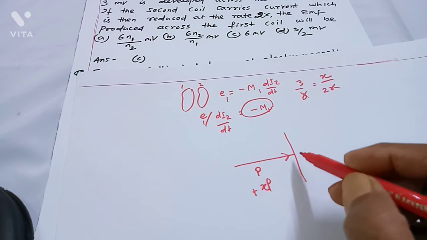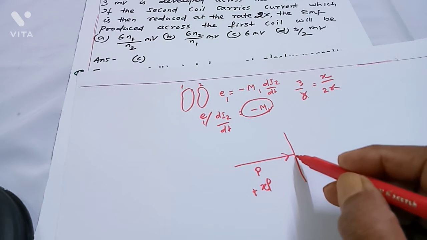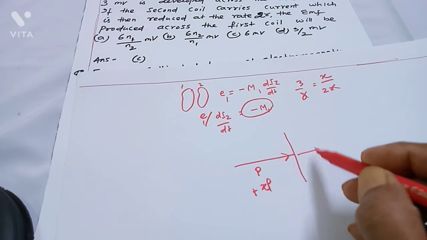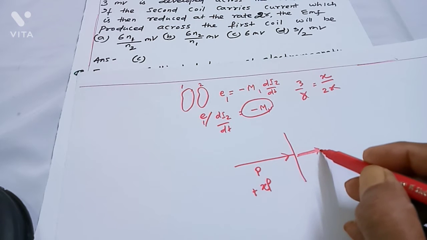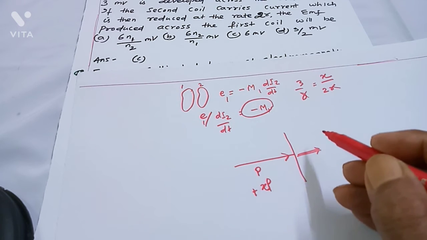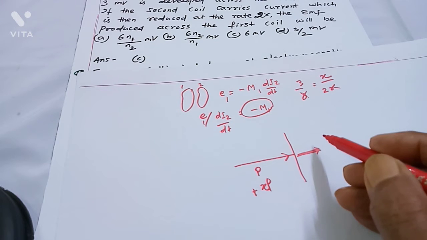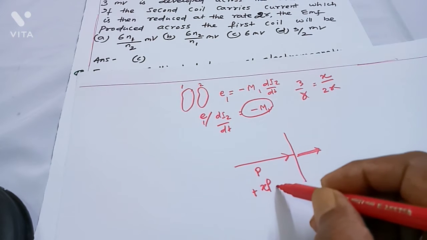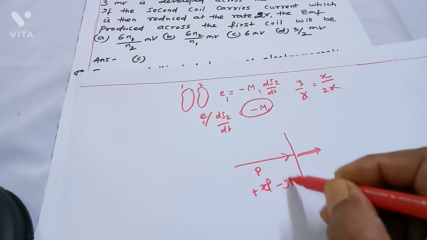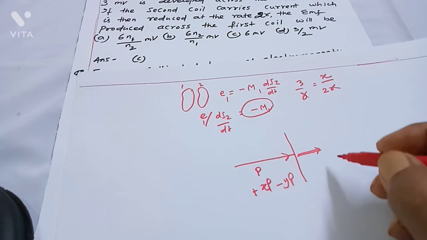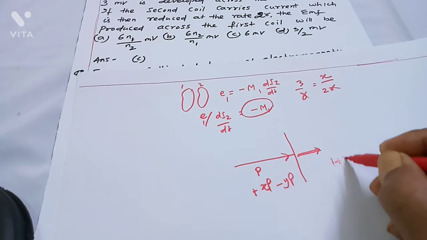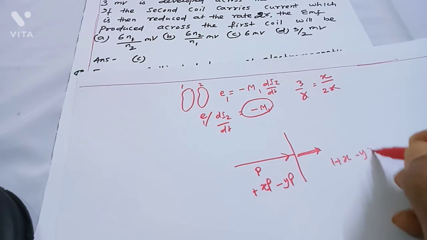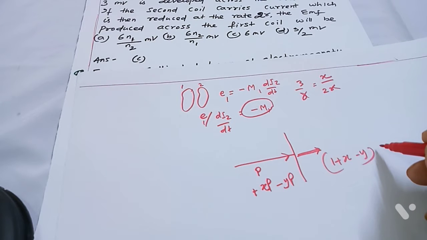Next part, the rest of the energy is partly absorbed and partly transmitted, and this portion of the energy is not responsible for exerting any pressure. So you can deduct this amount of pressure, so that the value of the pressure exerted is (1 plus X minus Y) P.